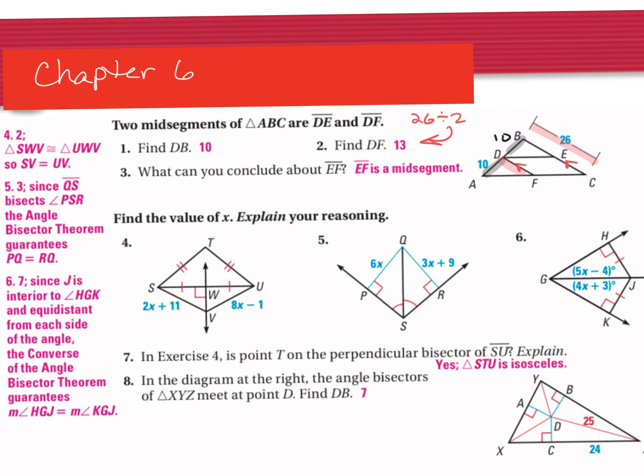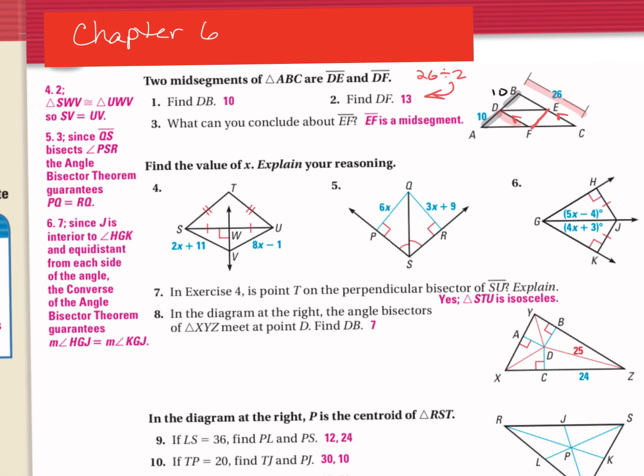And then here it says, what can you conclude about EF? If you connect these 2 midpoints, you can also see it's going to be a mid-segment as well. Remember, every triangle has 3 mid-segments. Then for number 4, 5, and 6, this is where we talked about perpendicular bisectors and angle bisectors.